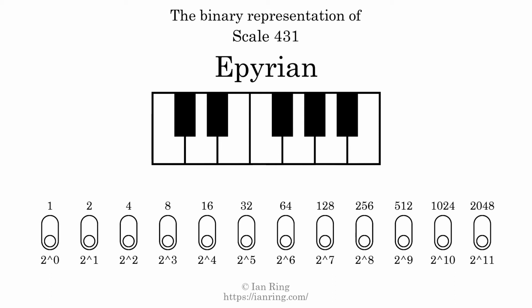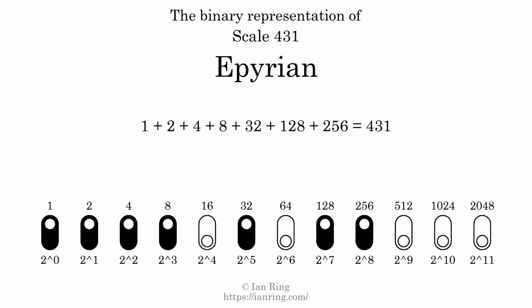The binary representation of this scale is determined by mapping tones of the scale to binary digits. Each binary digit represents a power of 2. To get the scale number, we add the powers of 2 together. The powers of 2 that are present in the scale, all added together, equals 431. That is why the scale number, in decimal, is 431.